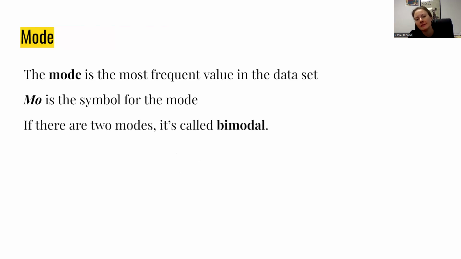If we have two modes, then it's called bimodal. Earlier, when we did the definition of measures of central tendency, it said a number or numbers. There's not always going to be two modes, but sometimes there are. If there are two most frequent numbers, then that's called a bimodal distribution, which we'll get into distributions later on in the class.